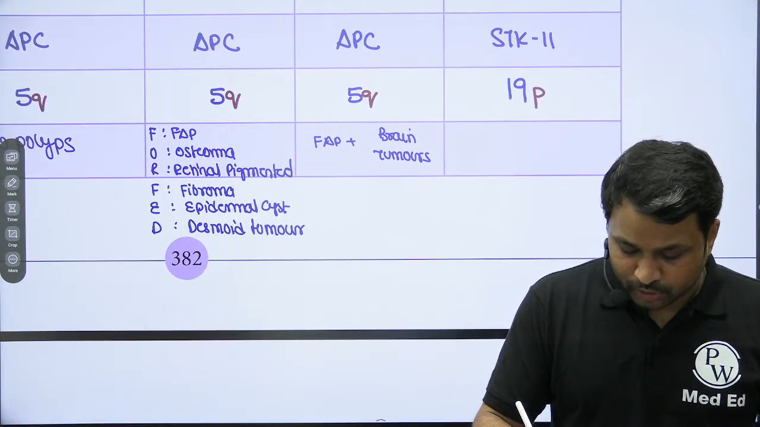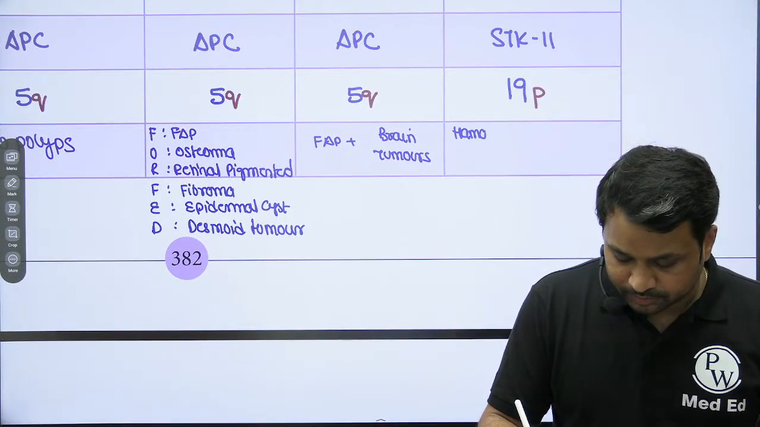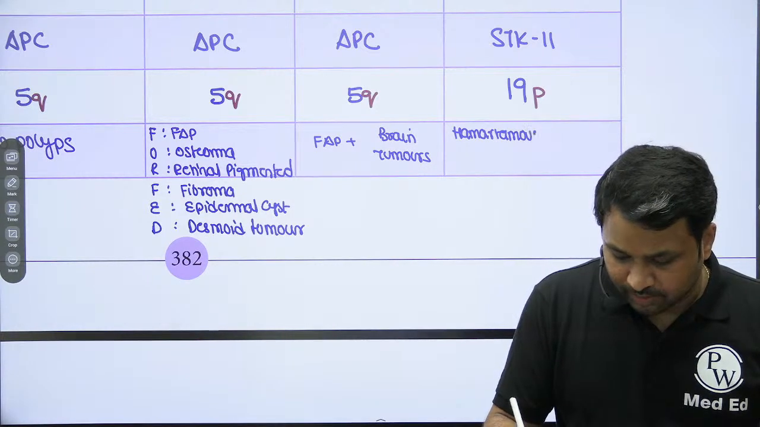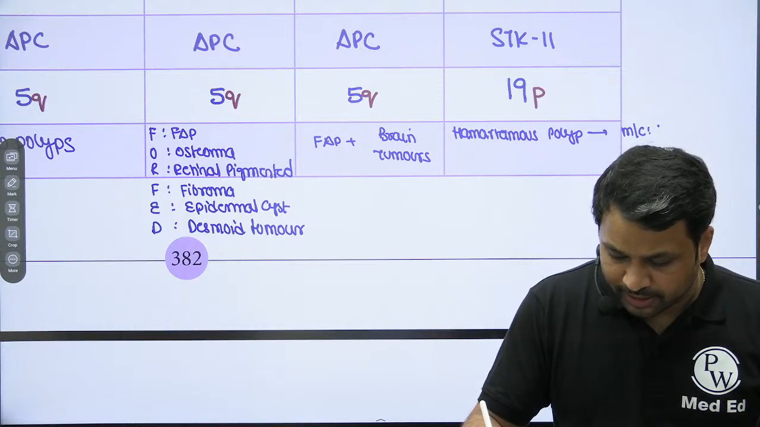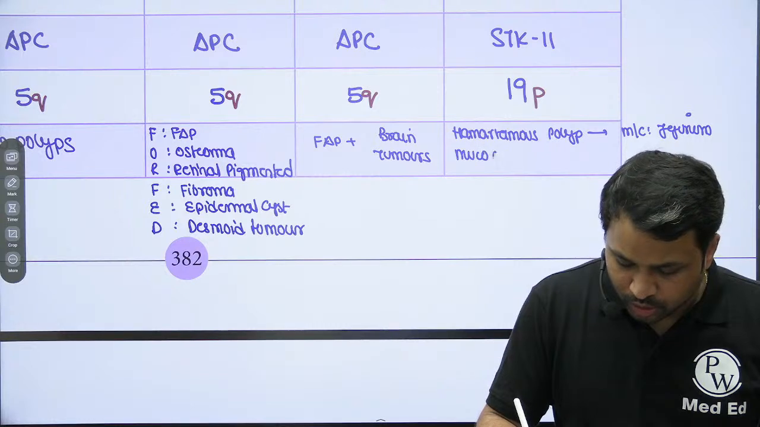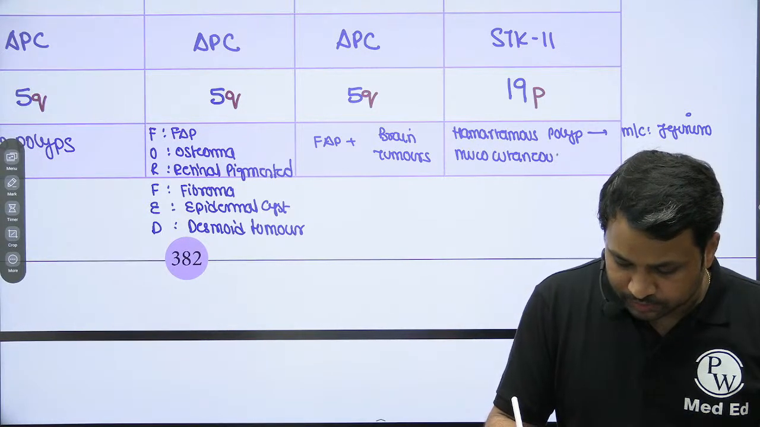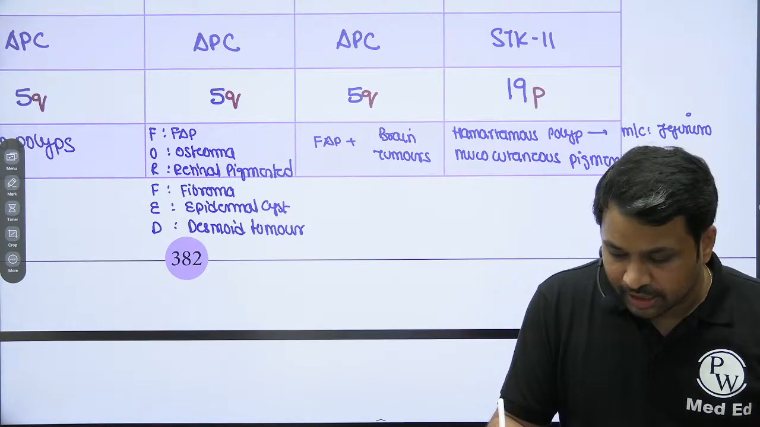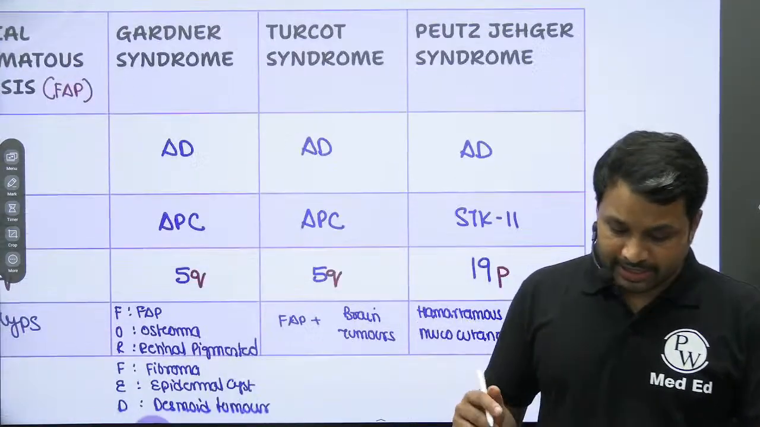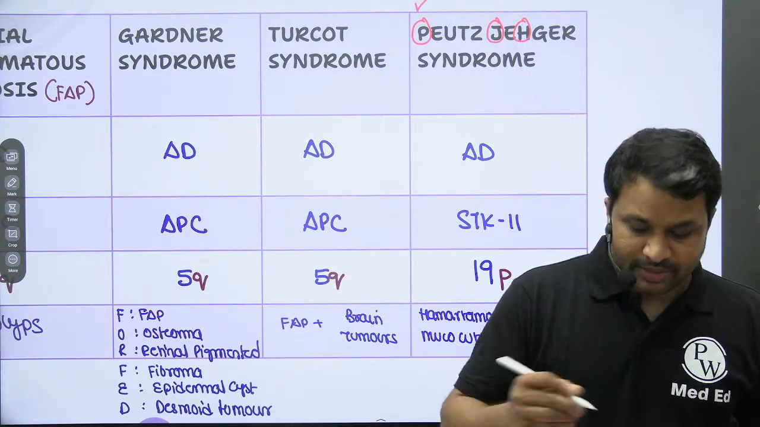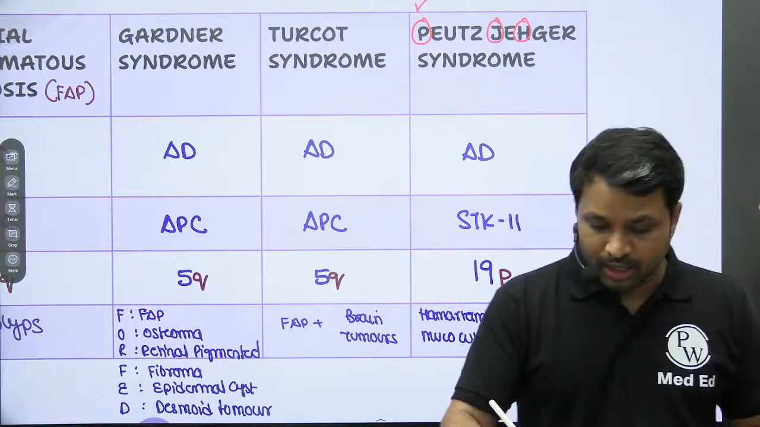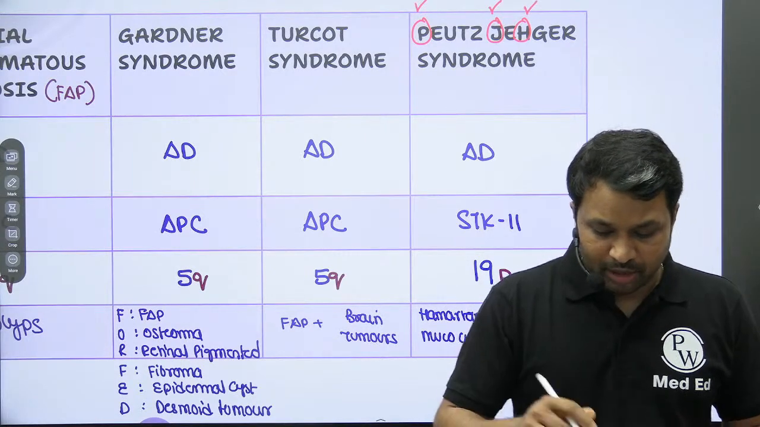Peutz-Jeghers syndrome is going to have a hamartomatous polyp. The most common site for this hamartomatous polyp is going to be the jejunum. It is also associated with mucocutaneous pigmentation. So in Peutz-Jeghers syndrome, remember 3 letters for all the components: P, J, and H. It is a disorder associated with polyps and pigmentation. The most common site for the polyp is the jejunum and the type of polyp is hamartomatous.